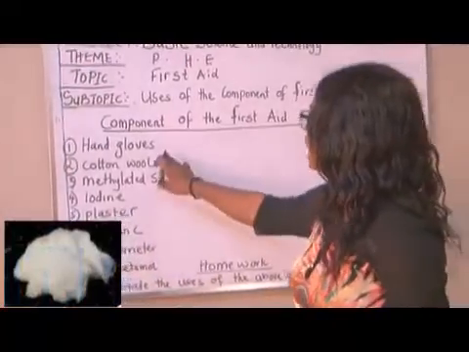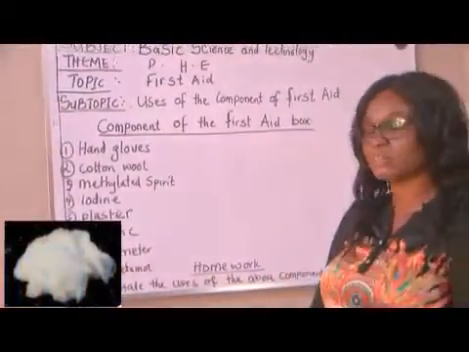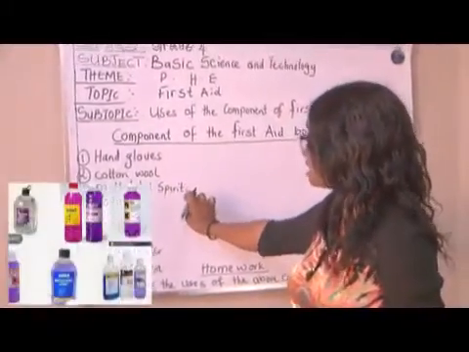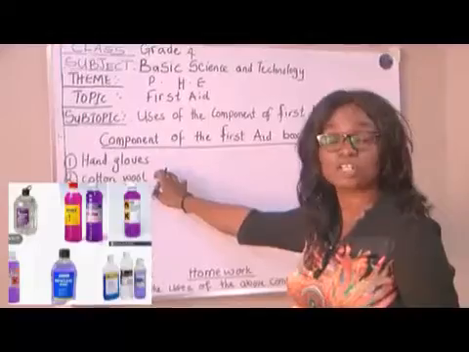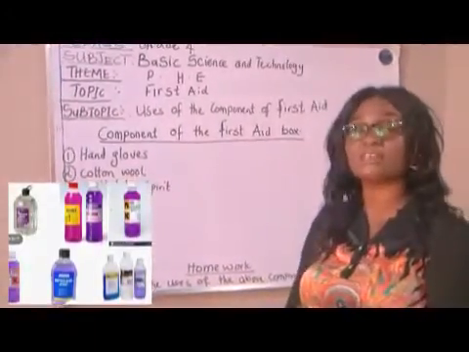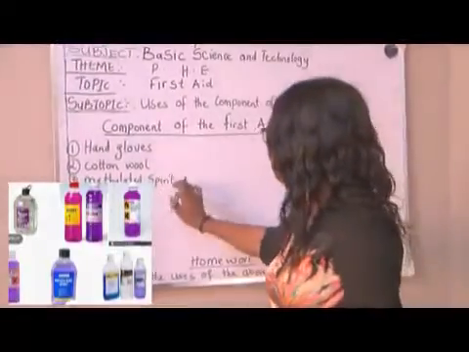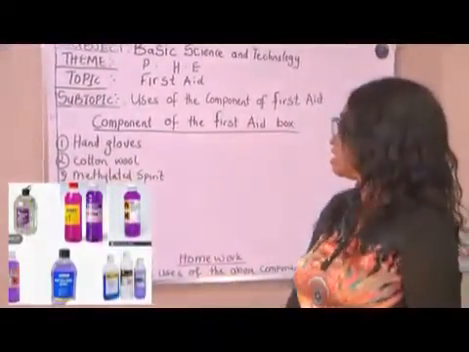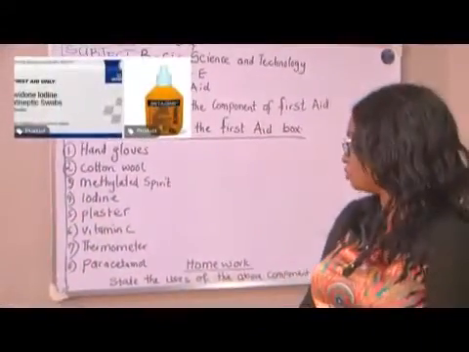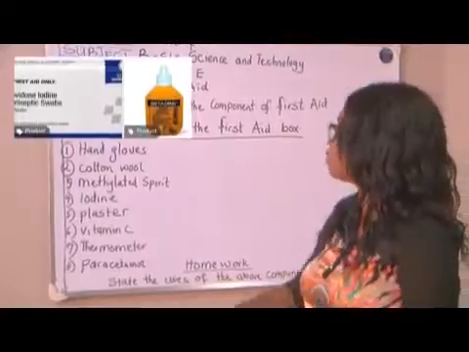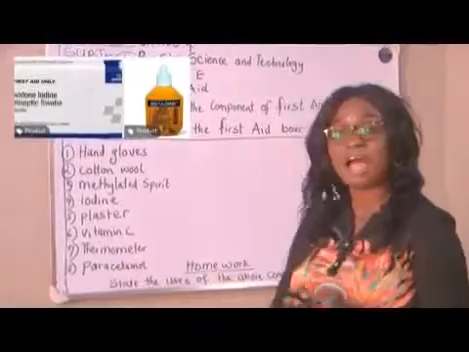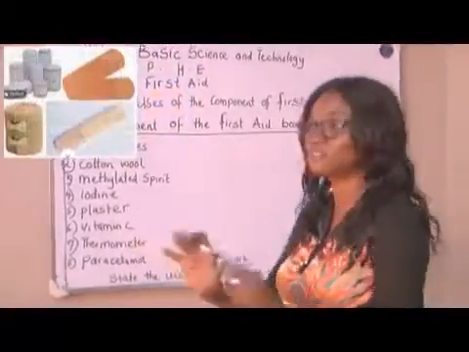Number 2, we have the cotton wool. The cotton wool goes hand in hand with the methylated spirit. The methylated spirit is what you apply on the cotton wool to clean the wound. You're able to clean the surface of the wound using the cotton wool and the methylated spirit. Then afterwards, you apply your iodine to cover the wound. Sometimes the wound can be left if it is not too open after applying the iodine, and sometimes we need a plaster to cover it up.